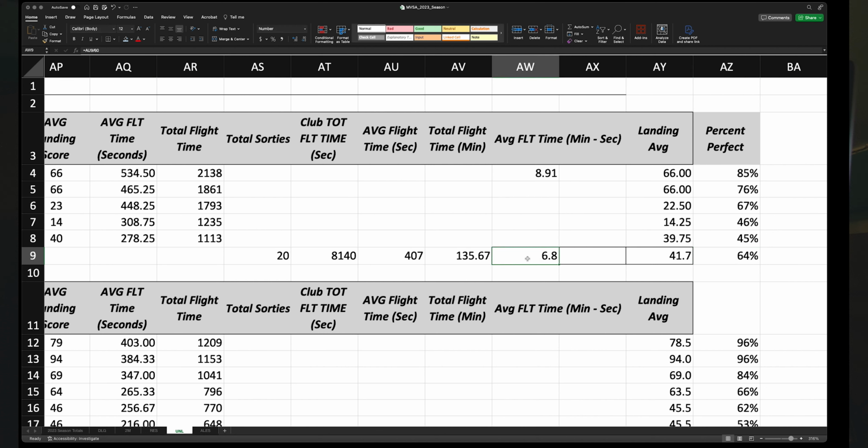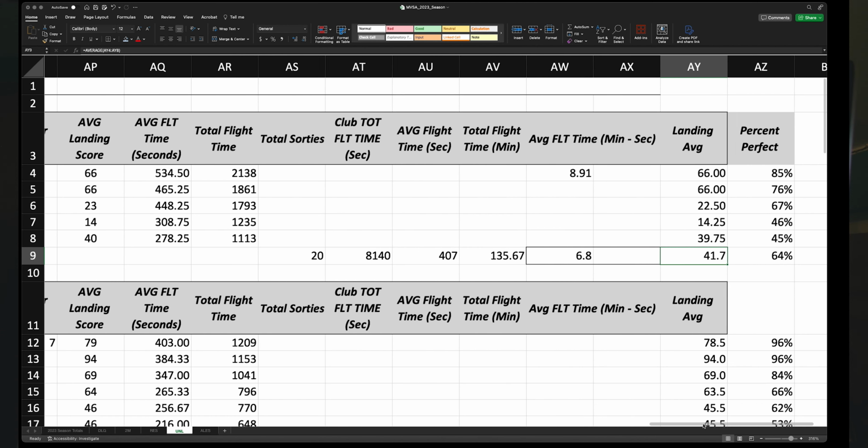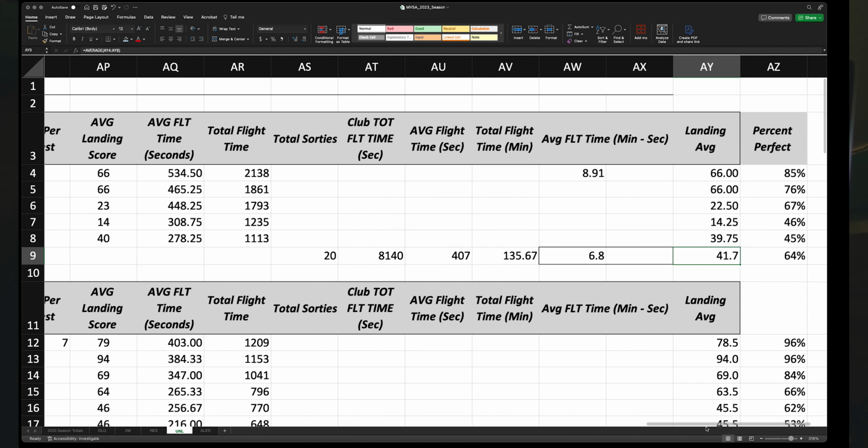Then we can go and see what an average flight for that day was. So 6.8 minutes would be an average flight. We take all the flight times and divide by the number of sorties, or the number of flights, and then we get an average flight time. Here's our average landing. Again, we take the average of all these and we have an average landing. So that's what one contest looks like statistically.